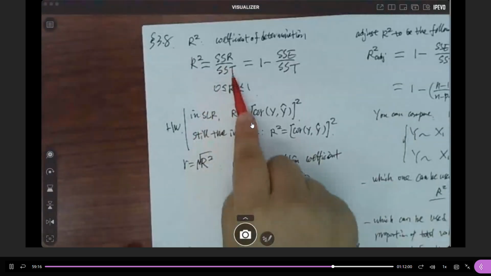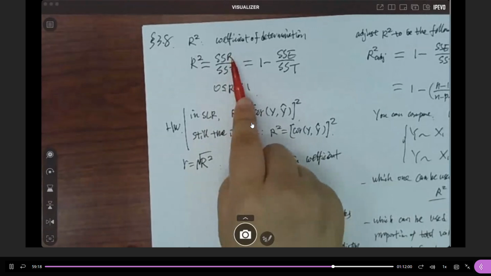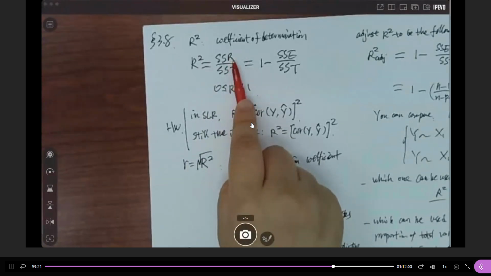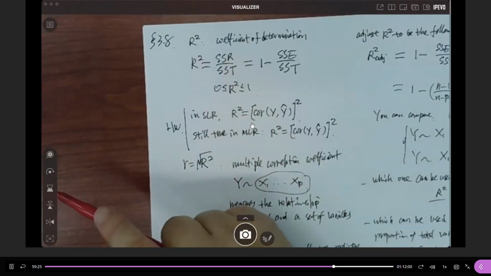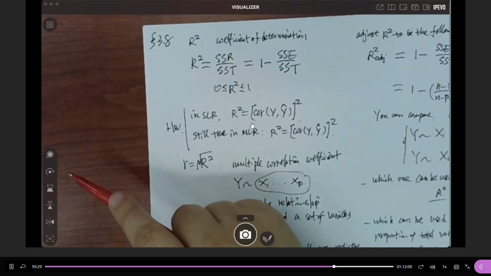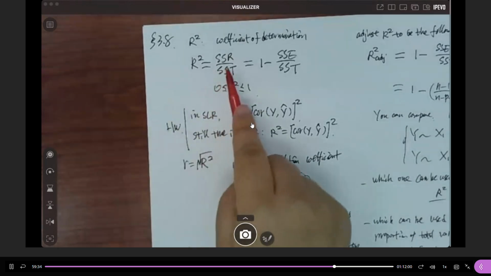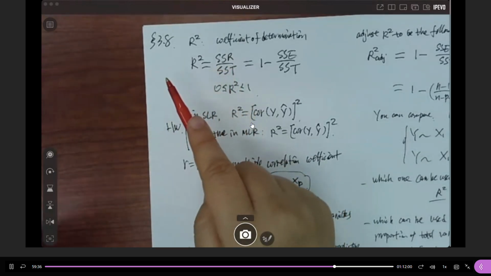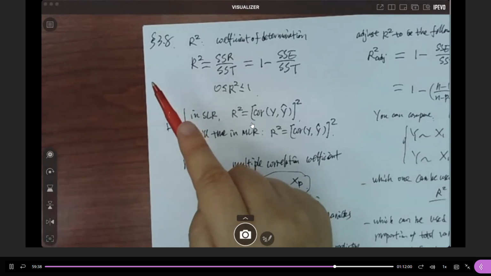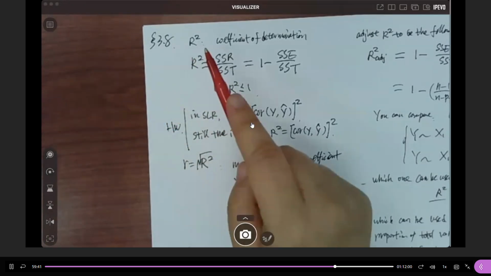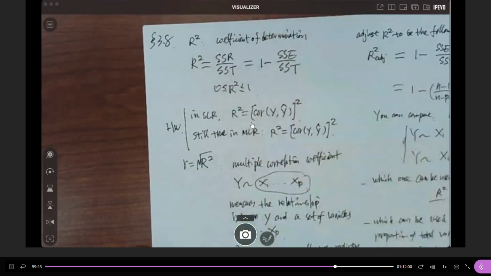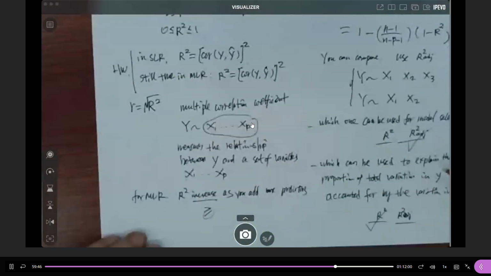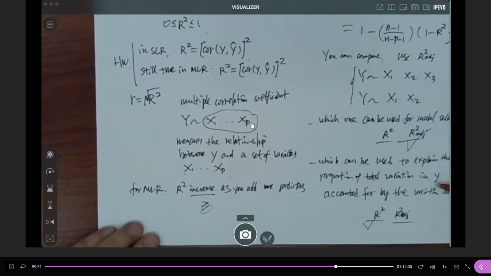And when it comes to explaining the proportion of the total variation in Y that can be accounted for by the variation in all the X's, that will be the regular R squared, because that's the relation between R squared and SSR. What is SSR? That is the summation of Y hat minus Y bar, squared. In the Y hat, you basically have all the estimated data, right? You also include all the X's.